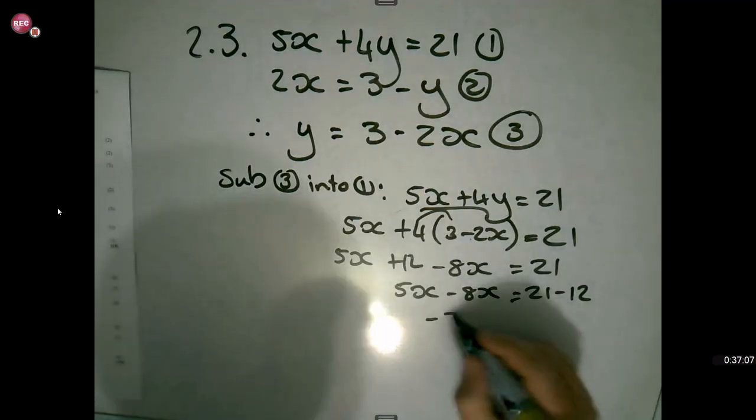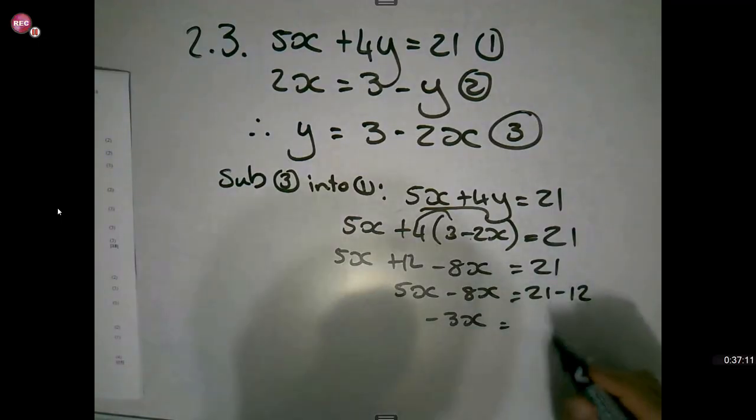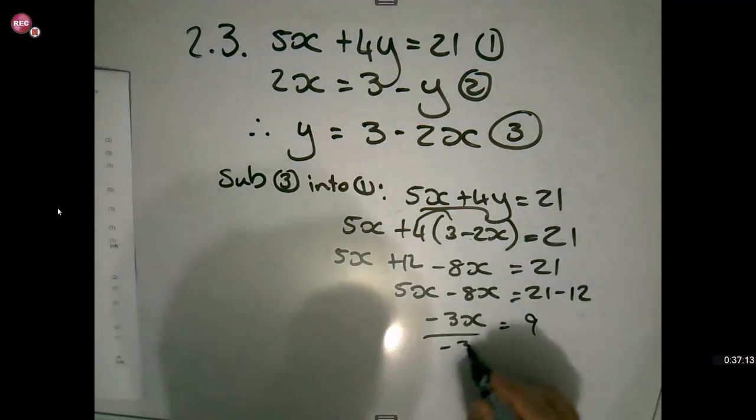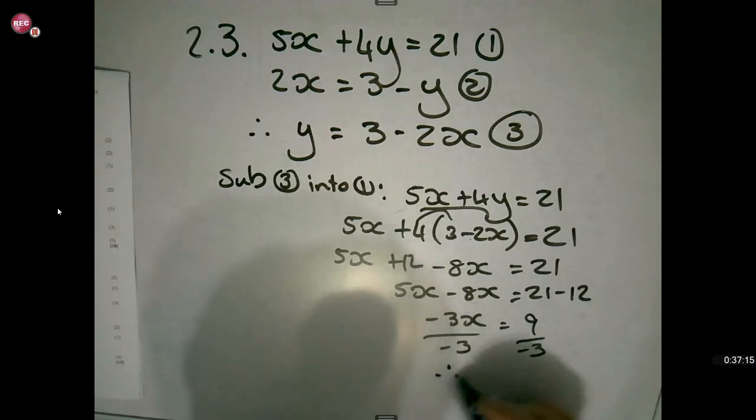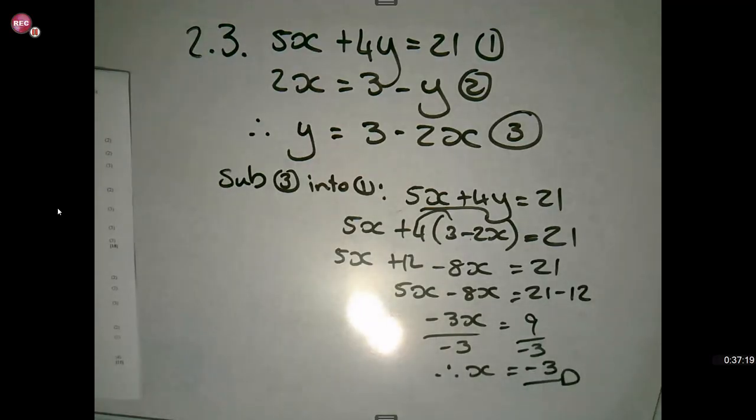I'll then have negative 3x over here, and then over there I'll have 9 divided by negative 3 divided by negative 3, therefore x is equal to negative 3. So now you've got a value for x. Once you have the value for x, you take that value and you sub it into 3. You can sub it into 3, you can sub it into 2, whatever fancies your method.